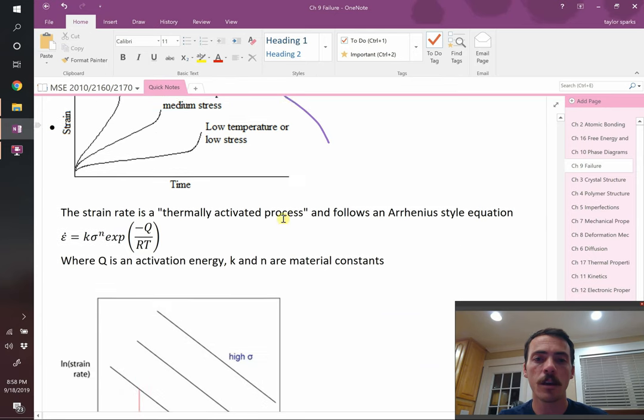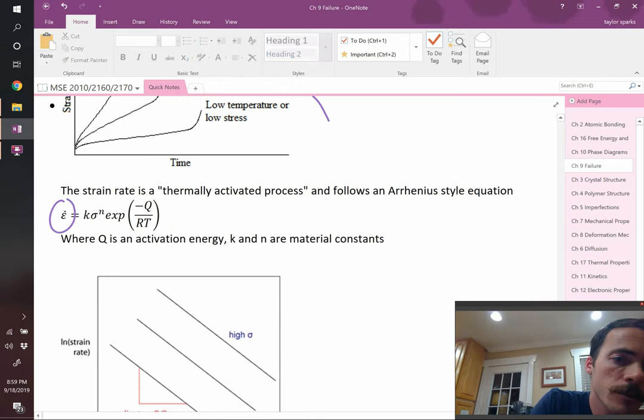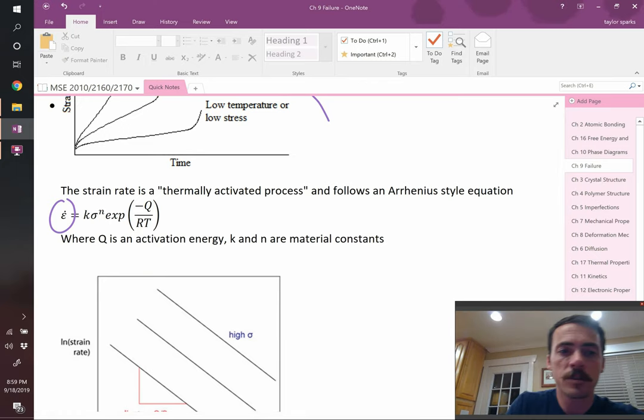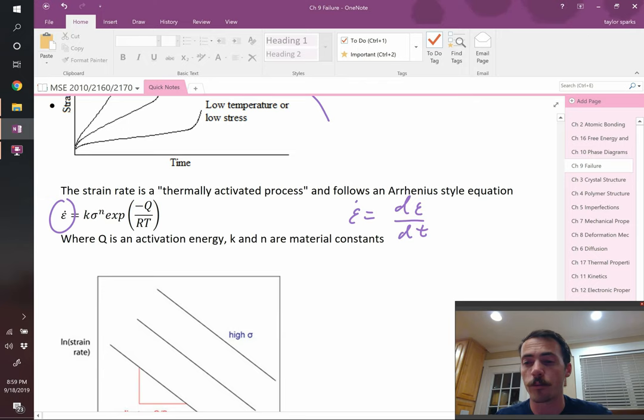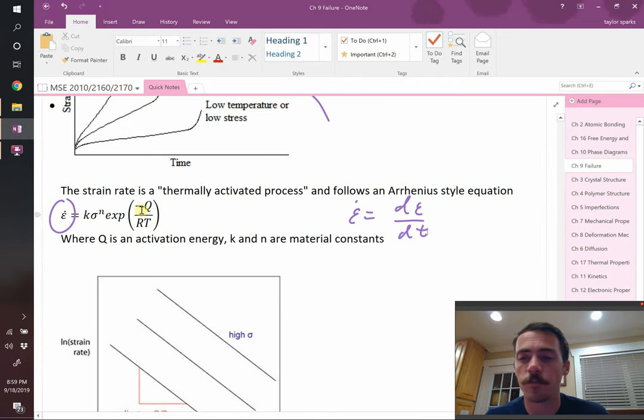Okay. Now, we can quantify this, how much faster in terms of temperature and stress, with this expression. This expression has epsilon dot, that means that it's a rate, right? Epsilon dot equals the change in strain over time. It's the rate of the strain. That's why they call this the strain rate equation. So the strain rate equals K, a constant, multiplied by sigma, that's the stress applied, raised to the n power. N is another constant for some material. Multiplied by the exponential of negative Q, where Q is an activation energy, divided by RT.